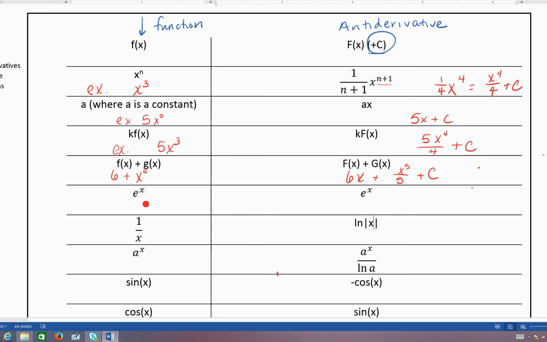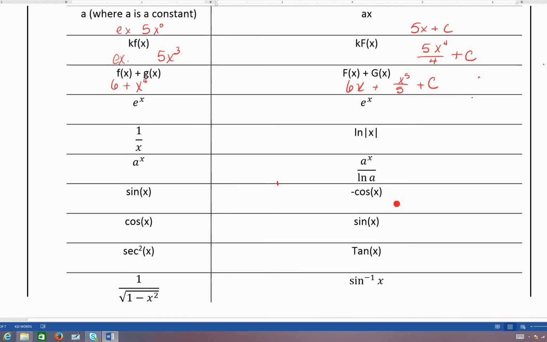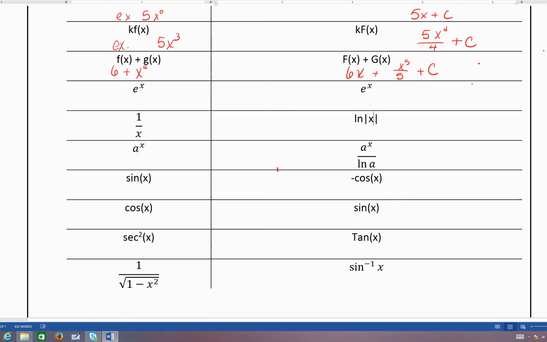Like we talked about, the antiderivative of e to the x is e to the x. Here's one we have to be really careful of. If we have 1 over x, the antiderivative is natural log of absolute value of x. We have to put that absolute value in because the x here could be negative, but you can't take the natural log of negative numbers. The domain of natural log is 0 to infinity, so here we need to make it natural log of the absolute value of x. The antiderivative of a to the x is a to the x over natural log of a. So for example, if we had 2 to the x, our antiderivative would be 2 to the x over natural log of 2 plus c.